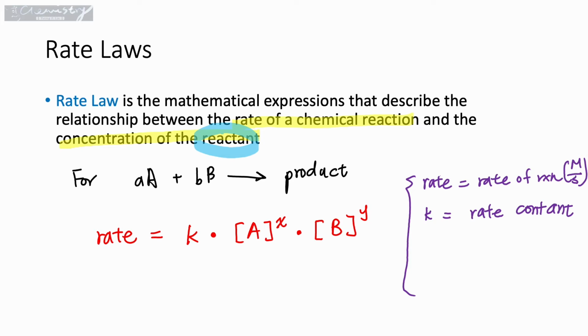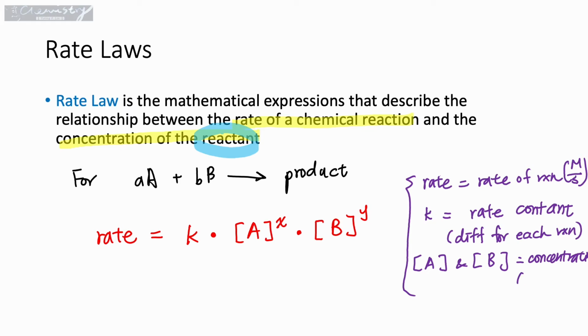This rate constant depends on the reaction, so it's going to be different for each reaction. And then we also have the concentration of A and the concentration of B, which are just the concentrations, and their units are going to be molarity.